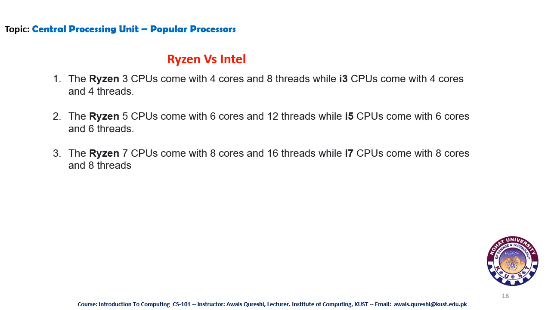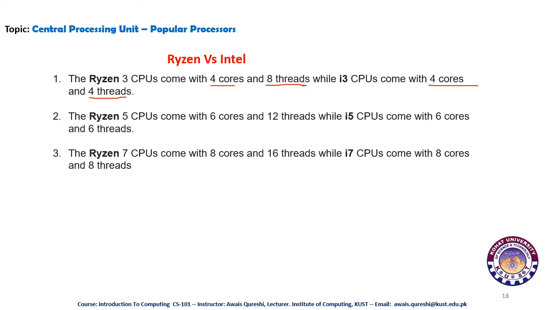So what is the difference between Ryzen and Intel? The Ryzen 3 CPUs come with 4 cores and 8 threads, while i3 CPUs come with 4 cores and 4 threads. So you can see that the Ryzen 3 has 4 cores, and Core i3 has 4 cores but 4 threads. But in terms of threads, Ryzen has better performance.